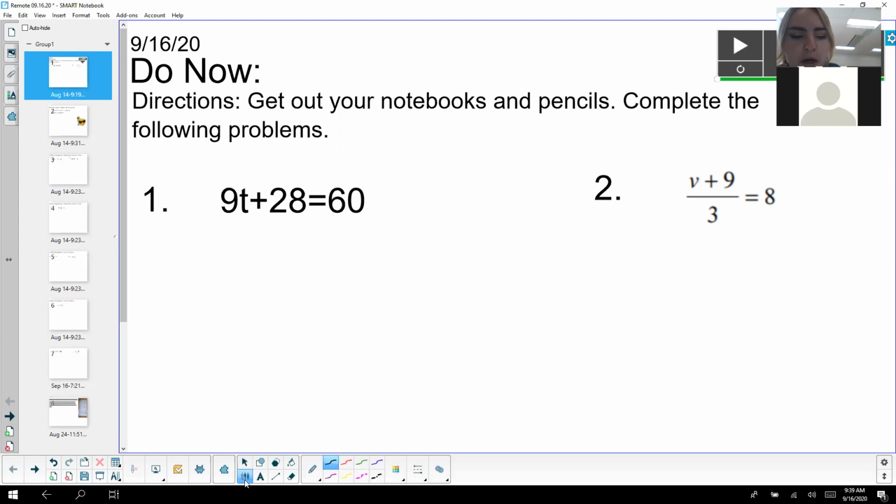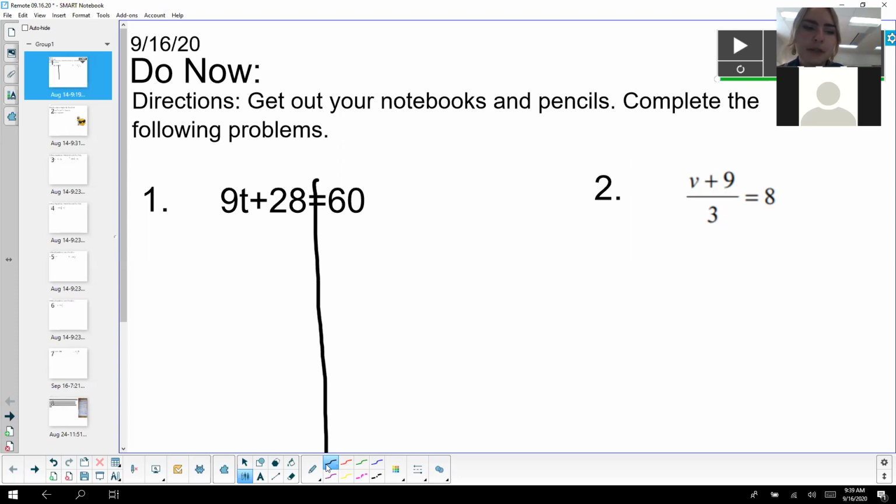All right, we're going to go ahead and get started. So yesterday in class we talked about doing two-step equations. We did an intro to one-step, but today we're going to talk a little bit more about two-step equations. So we've got 9t plus 28 equals 60.